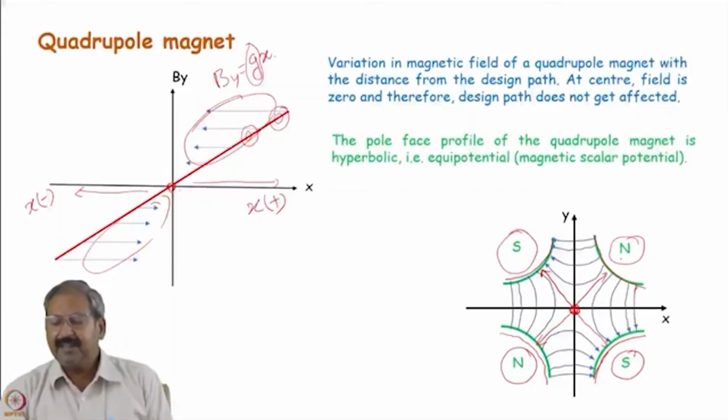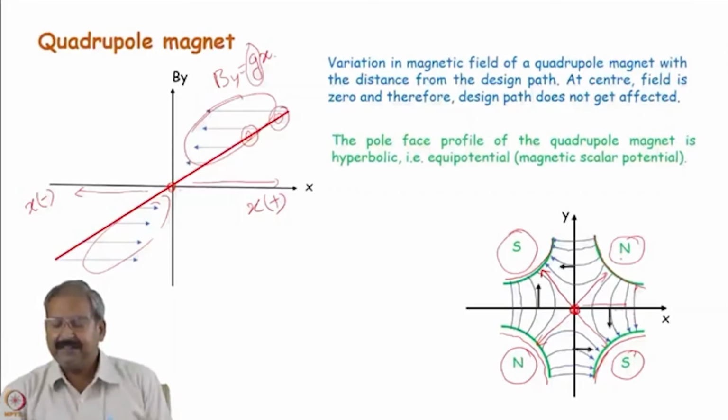And as we go away from the design trajectory, you can see the gap between the pole faces is reducing, and this reduced pole gap generates a higher magnetic field, and higher magnetic field means more force. So a larger deviation in the particle coordinate will give a larger kick by this magnet.